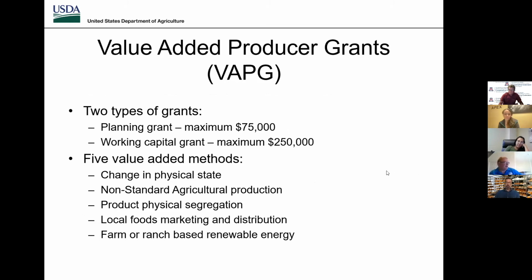Five value-added methods. There's a change in the physical state, so that would be something like taking tomatoes and making them into salsa. Non-standard agricultural production, say organic, product physical segregation, local foods marketing and distribution, and then farm or ranch-based renewable energy.